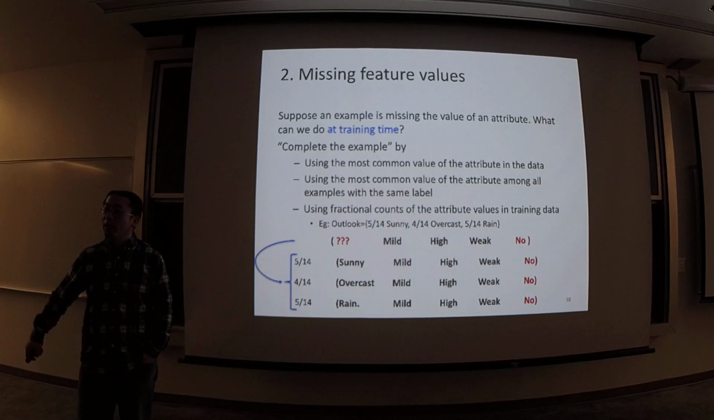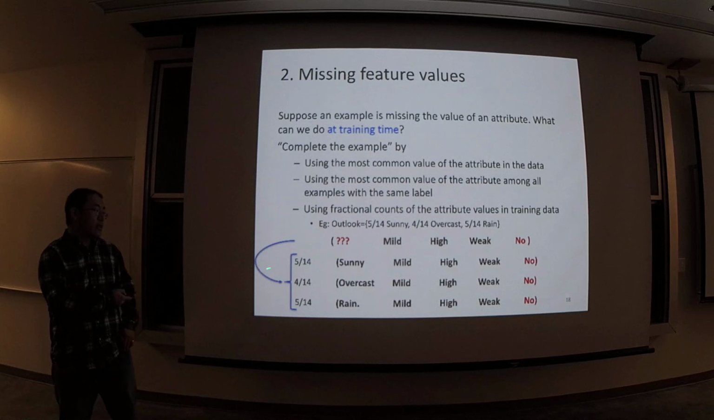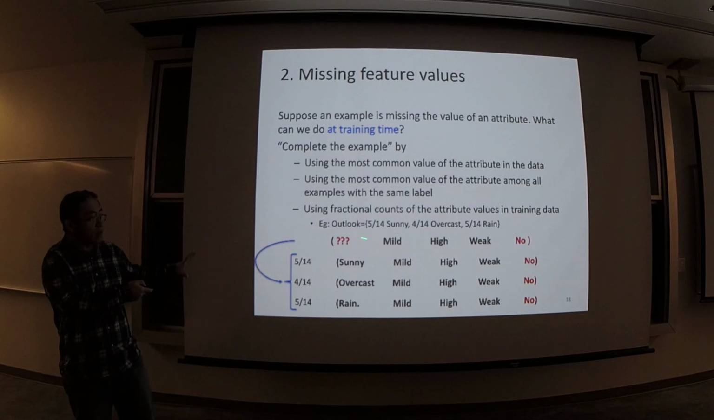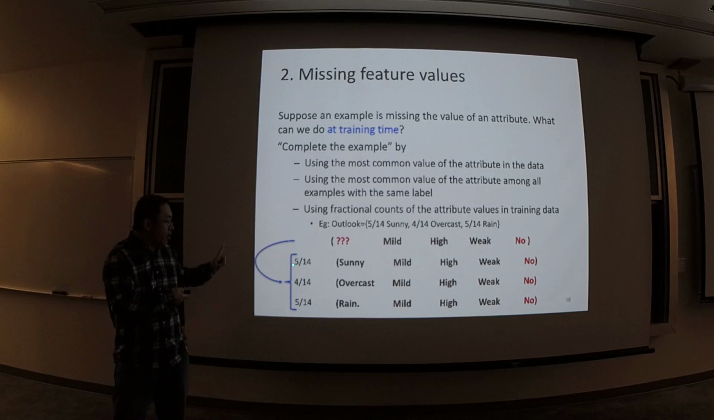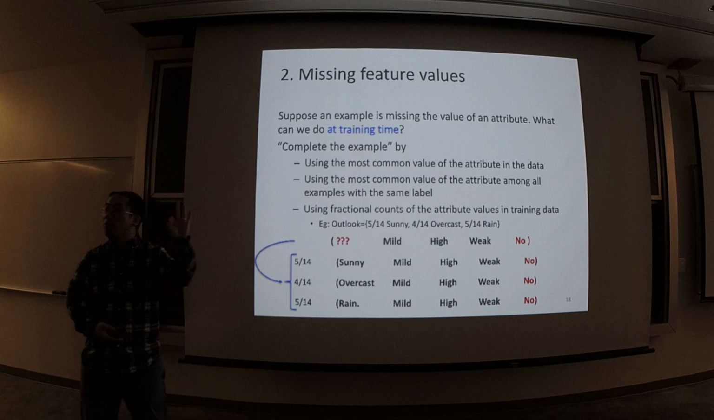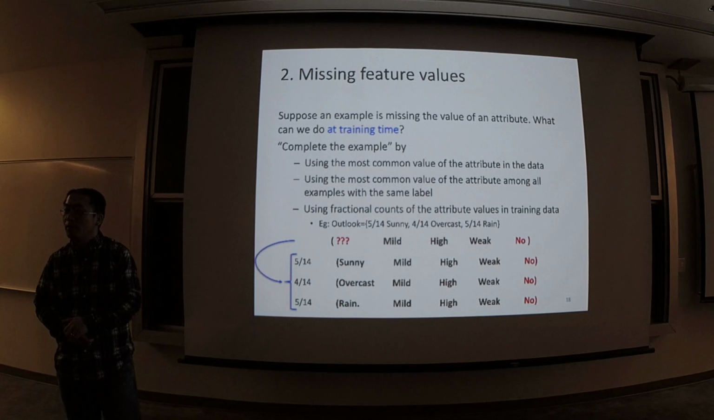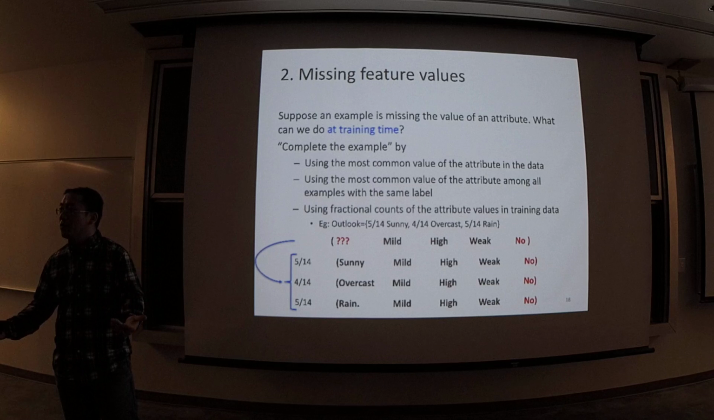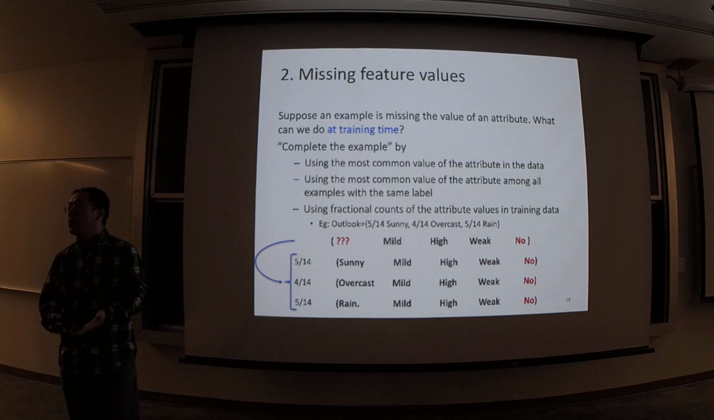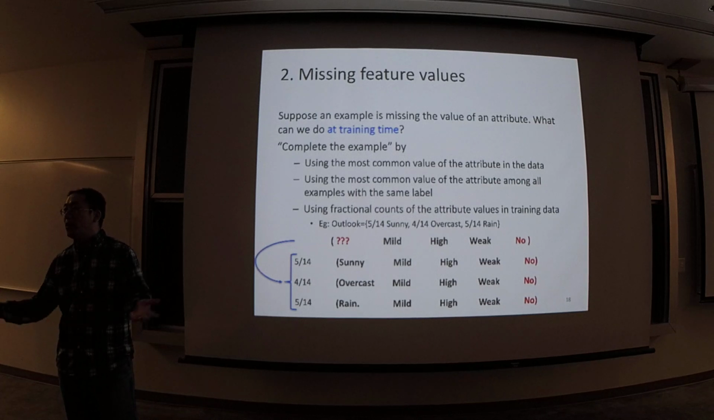This is one incomplete example, right? And then we'll just split it into 3 examples where each example takes a different feature value according to the ratio, right? So I just split this one example into a 5 over 14 sunny example, a 4 over 14 overcast example, and a 5 over 14 rain example. So now I have 3 fractional but complete examples. Now just throw the 3 fractional examples into the previous data set to construct a tree. That's the idea.